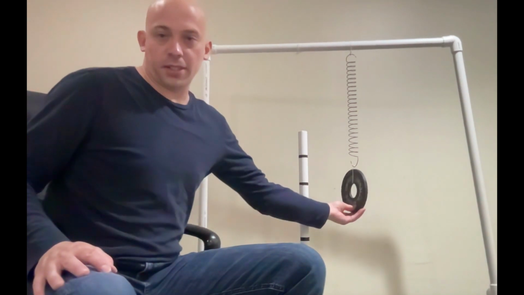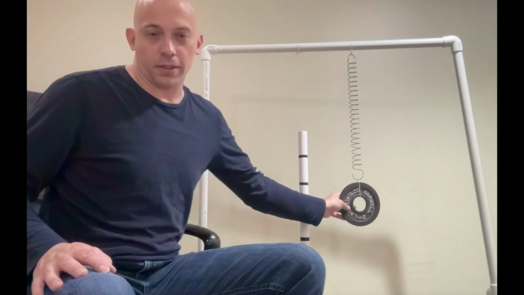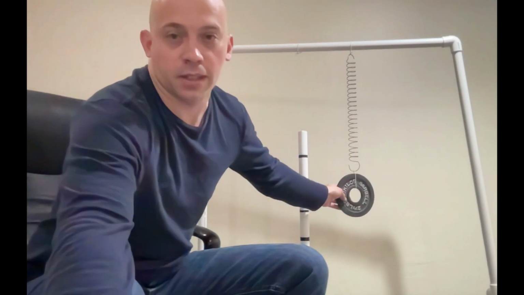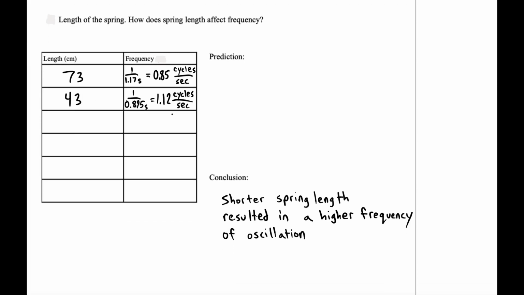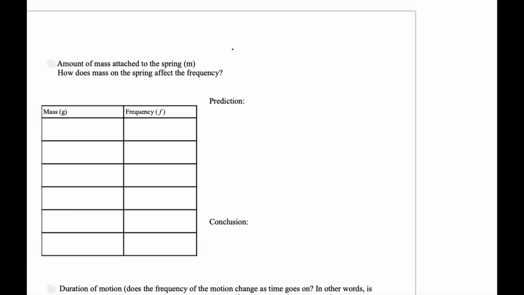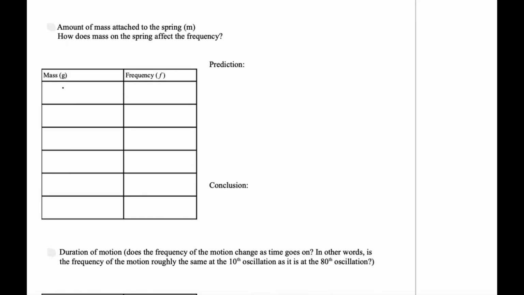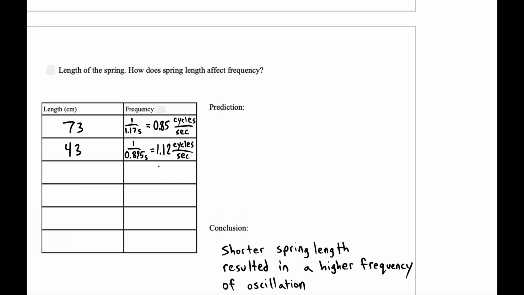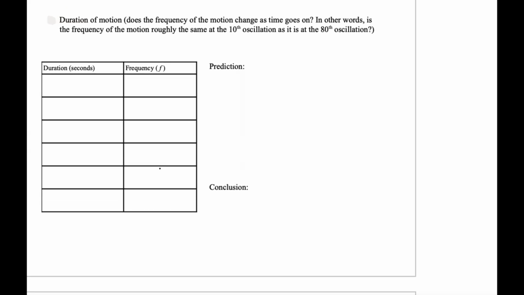Okay, so from our recent trial, we actually know what the frequency of this guy is already. For the short spring, it had a frequency of 1.12 cycles per second. That was with 2.5 pounds or 1.1 kilograms attached. So let's just write that one down. It's 1.1 kilograms, which is equal to 1,100 grams. We determined earlier that the frequency was 1.12 cycles per second.